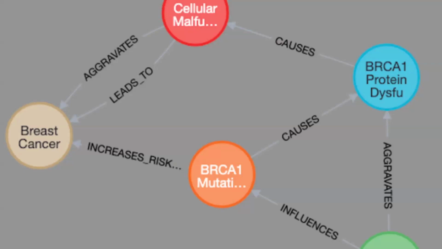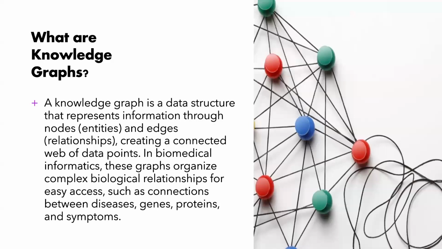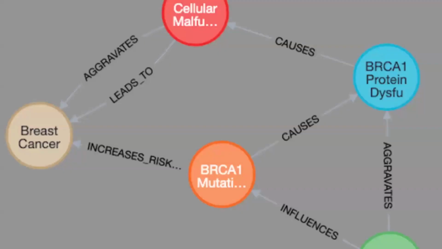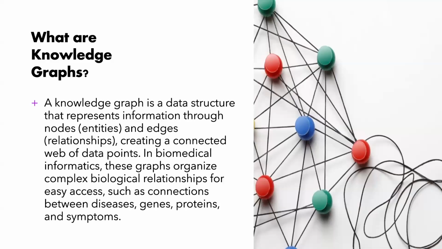You know, so knowledge graph, like he said, is just a data structure that represents information through nodes, which are the entities. So in that example, we saw carcinogens, we saw BRCA1, protein dysfunction, cellular degeneration, we also saw breast cancer. Those are nodes. Then the edges itself are the relationships between them. So if we go back, we can see the edges: causes, influences, increases the risk of, aggravates.